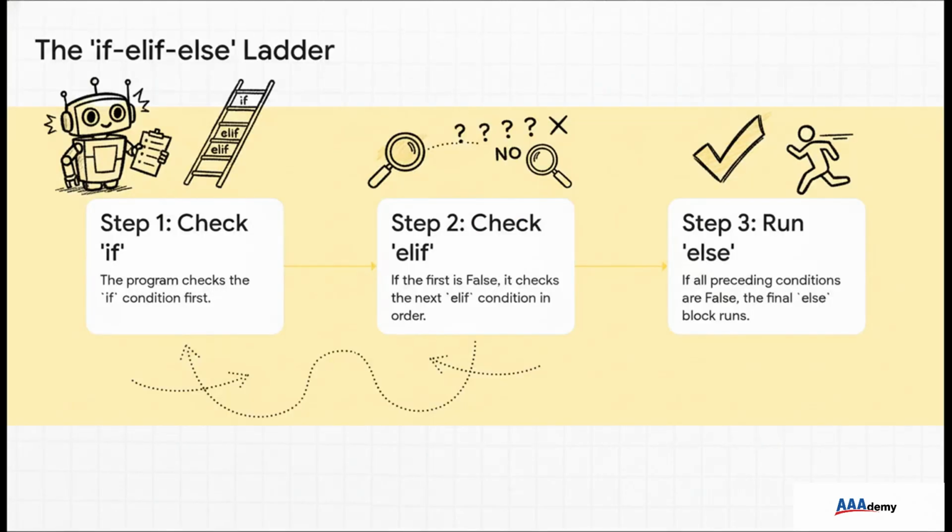But what about when there are more than two options? You know, like a traffic light could be green, yellow, or red. That's where the if, elif, else ladder comes into play. Think of it as a priority list. The code checks the if condition first. If that's a no-go, it moves on to the first elif, which is just short for else if. If that's also false, it checks the next one, and so on. And if none of them are true, it falls back to the final else block as a default. And the key thing to remember here is that only one of these blocks is ever going to run.